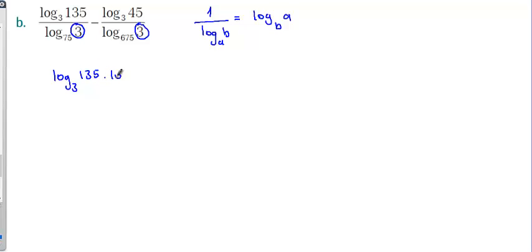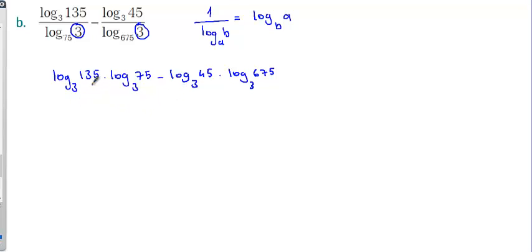times logarithm base 3 of 75, minus logarithm base 3 of 45. It's going to be equal to times logarithm base 3 of 675. It should be okay.